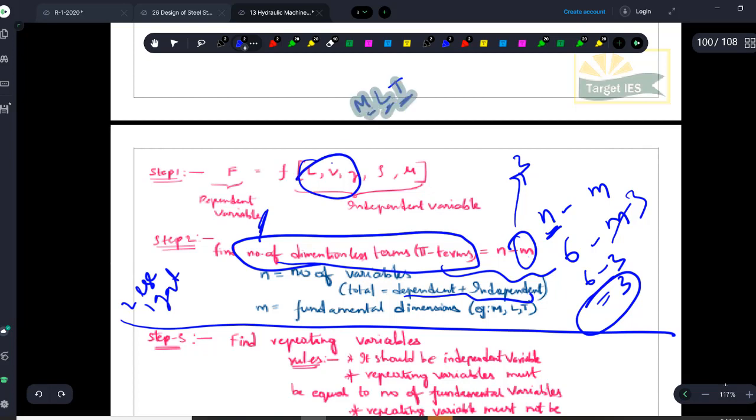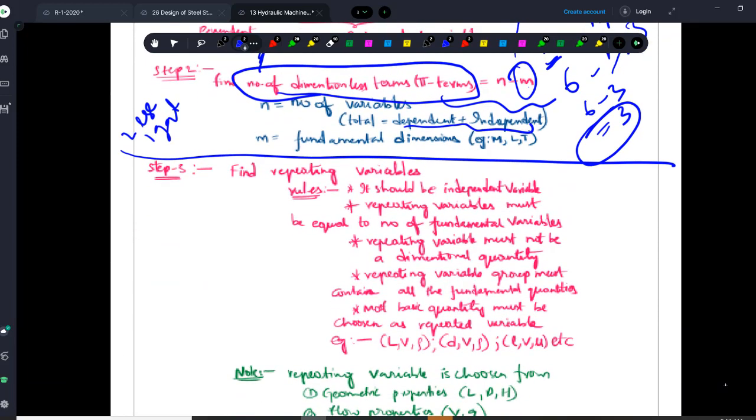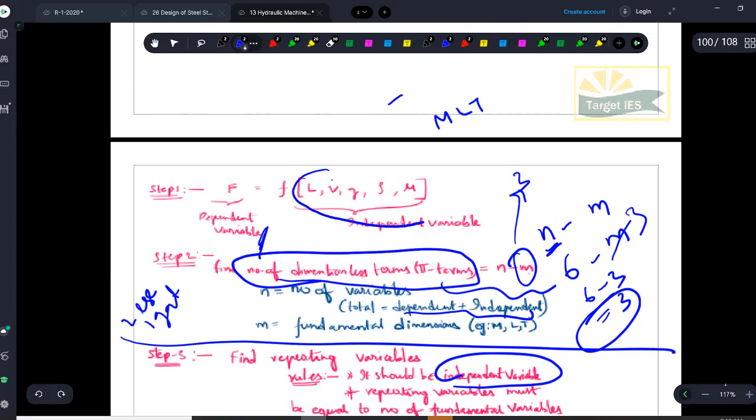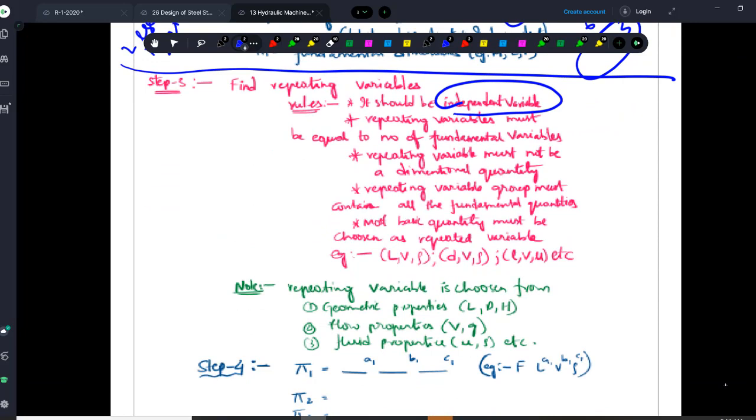Okay, you have to select in such a way that all 3 will be present. M, L, T, all 3 should be present. I hope it is very clear. It should be an independent variable. Okay, it should be one of your independent variables only. Dependent is not related to this. So out of these 5, you have to select any 3, in such a way that it equals the number of fundamental quantities, M, L, T in the above case. Okay, 3 in the above case.